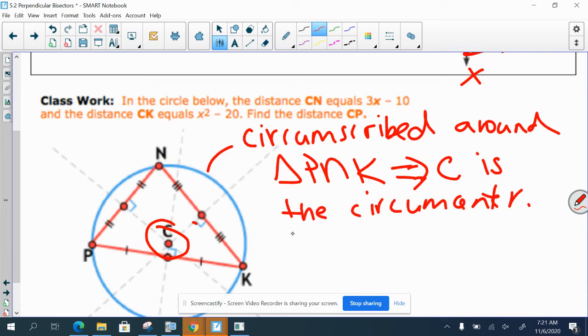Also, you have perpendicular bisectors. So if you have perpendicular bisectors and they all meet at point C, then that's another reason why C would be the circumcenter.